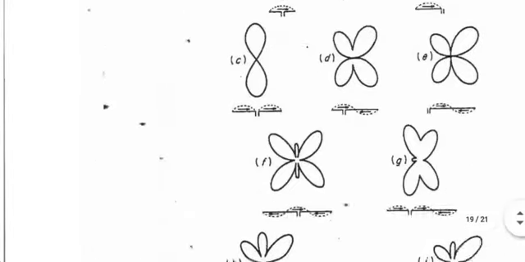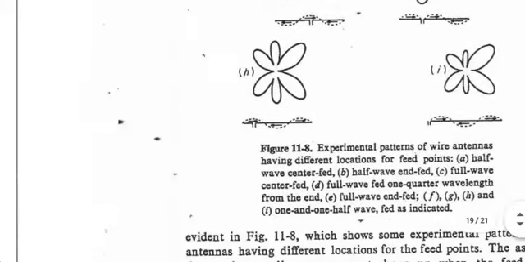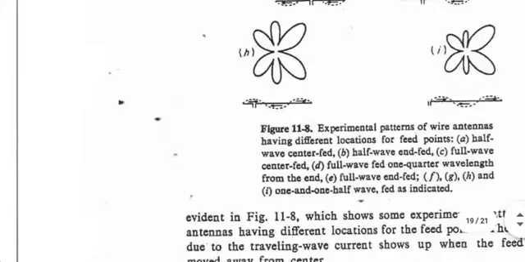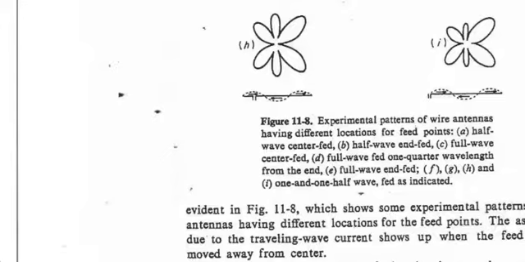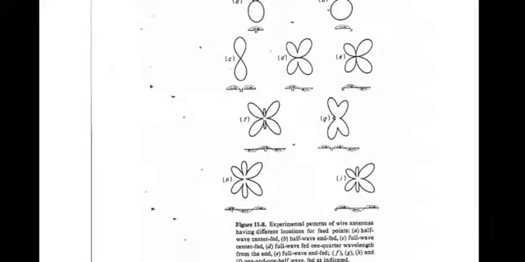C is full wave center fed, narrow figure of 8 as expected. D is full wave and it is fed 1/4 away from one of the ends. Close enough to what theory predicted, and so on. Many more cases are shown, where experimental dependence of magnitude of E on theta was measured and plotted. Okay.